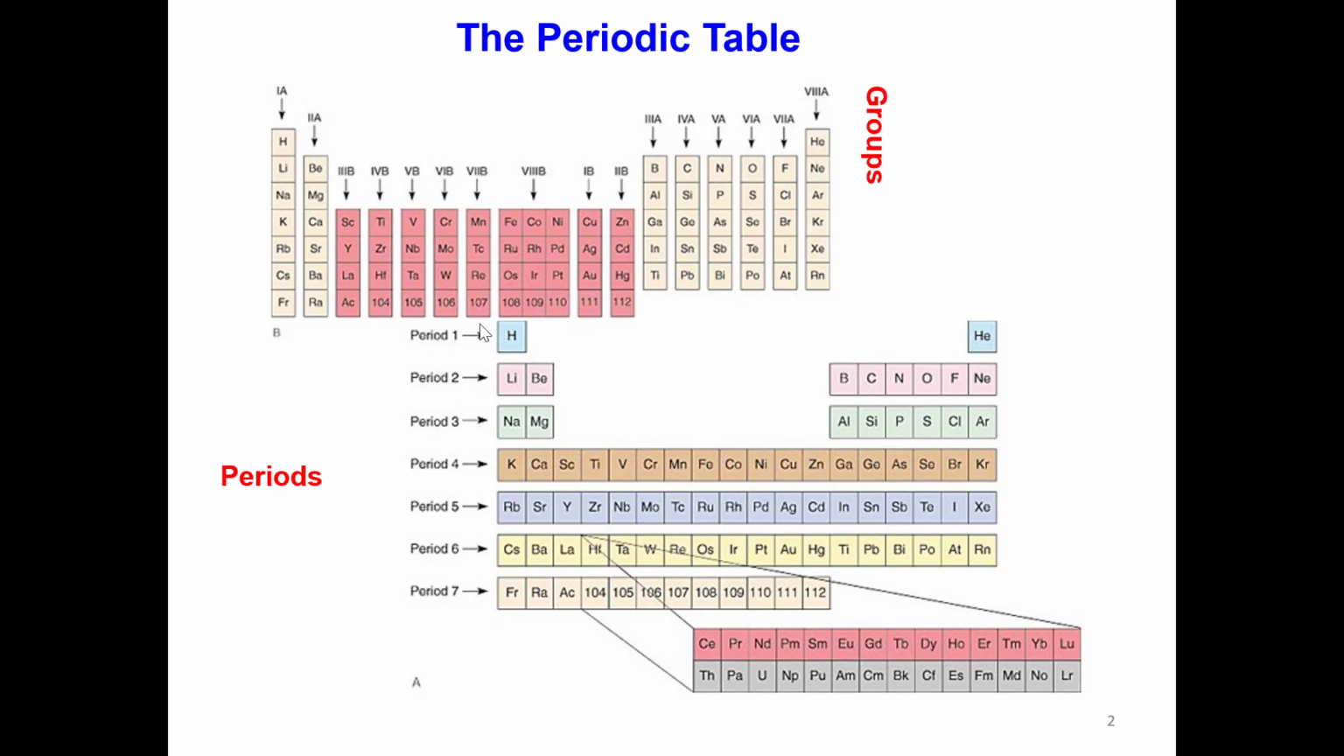And also the periods, which are the rows in the periodic table, indicate the level of energy. Remember, this is n equals 1, n equals 2, 3, 4, 5, 6, 7, which are the principal quantum numbers, that is, the energy level.